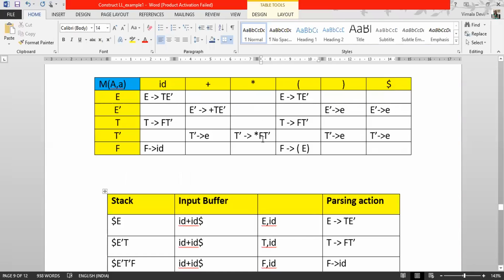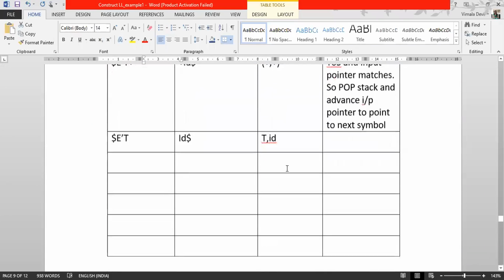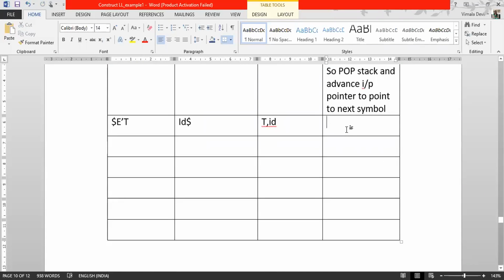T comma ID, the rule is T derives FT dash. So I have copied the rule here. Now you know what is to be done in the stack. The stack contains dollar, E dash. In place of T, you push FT dash, that too in the reverse order. So first you push T dash, then followed by F.